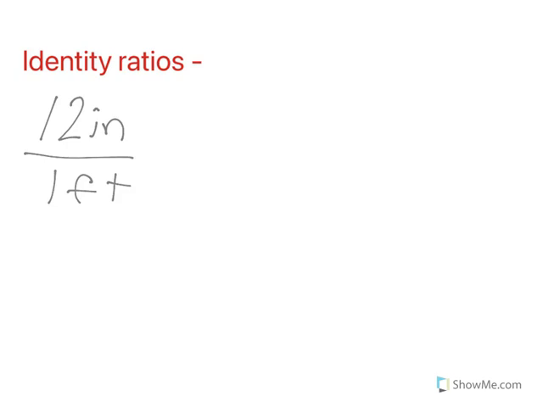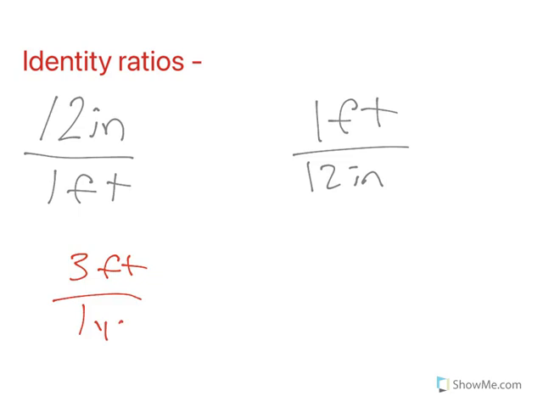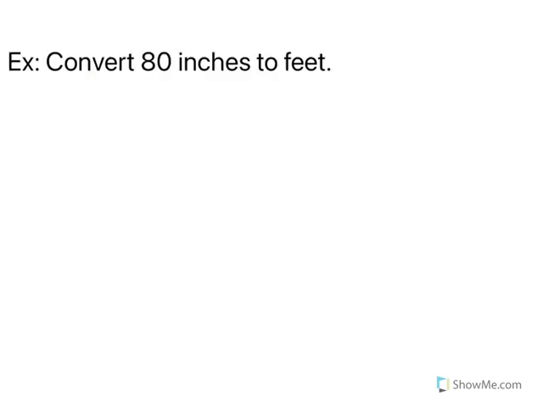But you don't always want inches in the numerator. So sometimes you might say 1 foot is the same as 12 inches. You have to let the units dictate what the next ratio is. So it's important that you know, again, like 3 feet is the same as 1 yard, which means 1 yard is the same as 3 feet. So every identity ratio can be written 2 ways. All right, let's jump in and do an example.